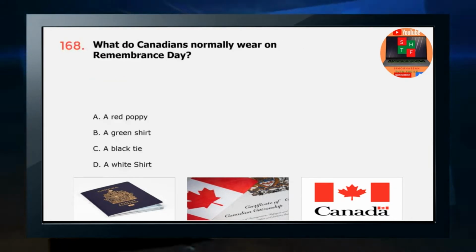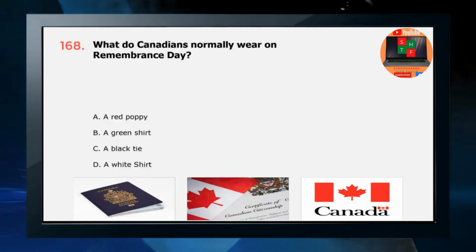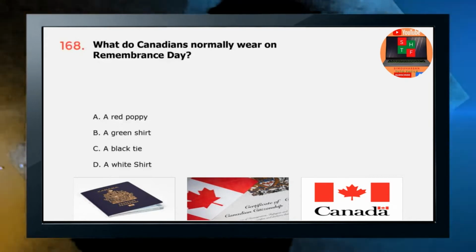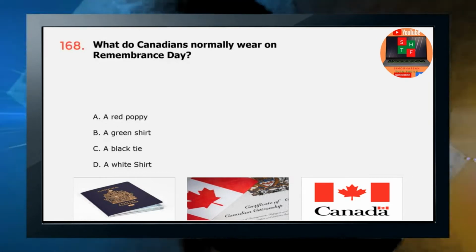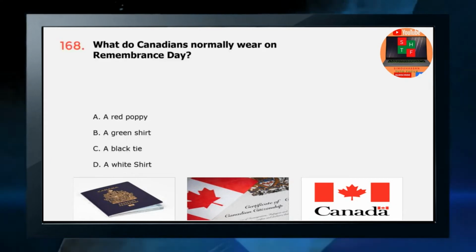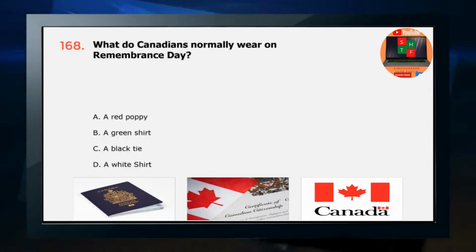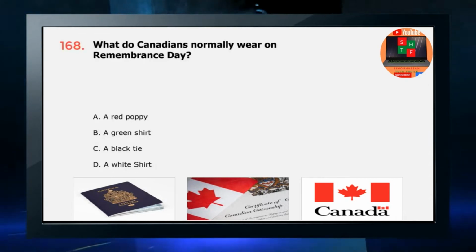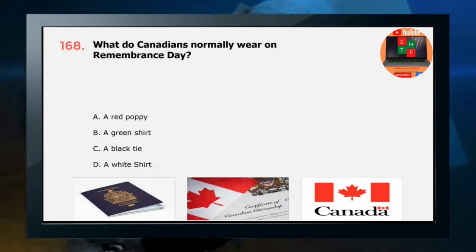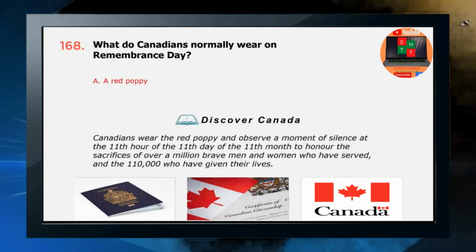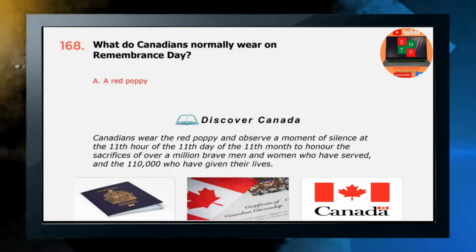Question 168. What do Canadians normally wear on Remembrance Day? A. A red poppy. B. A green shirt. C. A black tie. D. A white shirt. The answer is A. A red poppy.